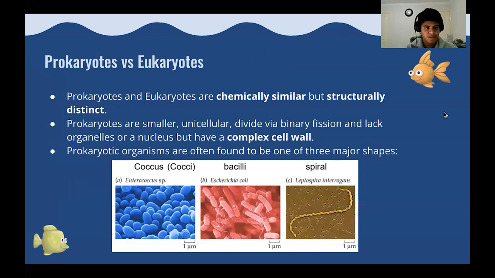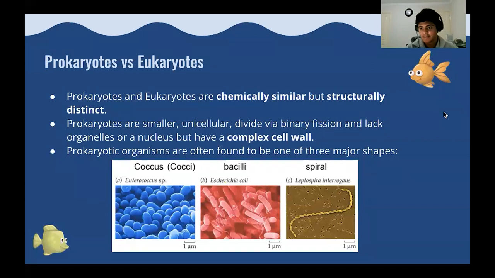So let's move on. Okay, so let's look at prokaryotes and eukaryotes. They're chemically similar, but structurally distinct. What that means is they both contain the same amino acids, lipids, proteins, carbs, et cetera, and are surrounded by a plasma membrane, but their structure is completely different. So prokaryotes are smaller, unicellular, and they divide by binary fission. And they do have a complex cell wall, which we'll talk about in a second.